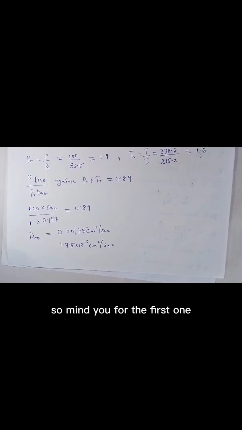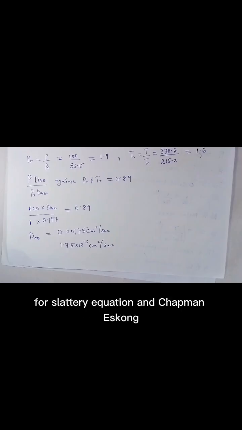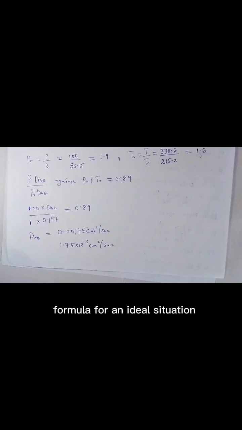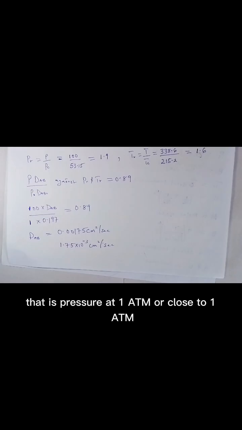Mind you, for the first one, the Slattery equation and the Chapman-Enskog formula for an ideal situation are used for low density mixtures, that is, pressure at 1 atm or close to 1 atm. But at high density or at high pressure, we make use of what?